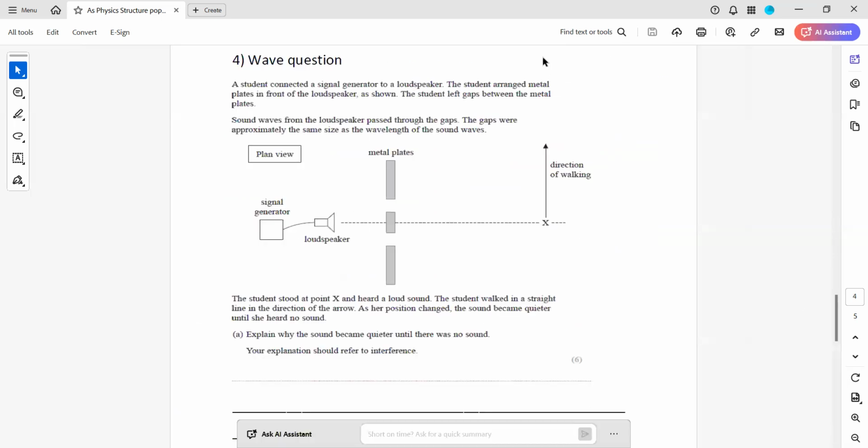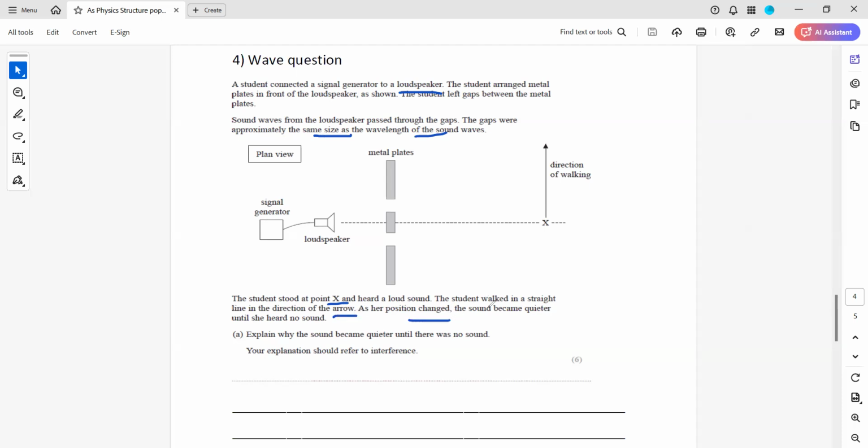Question 4: A student connects a signal generator to a loudspeaker. The student arranged metal plates in front of the loudspeaker and left a gap between the metal plates. The sound wave from the loudspeaker passes through a gap approximately the same size as the wavelength. The student stood at point X and heard a loud sound. The student walked in a straight line in the direction of the arrow. As her position changed, the sound became quieter until she heard no sound.